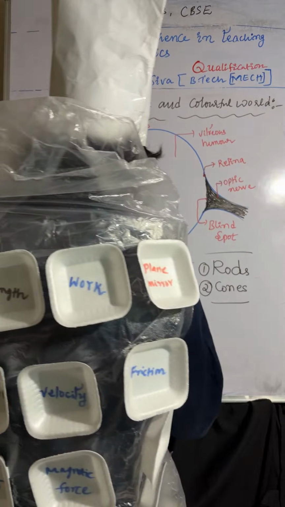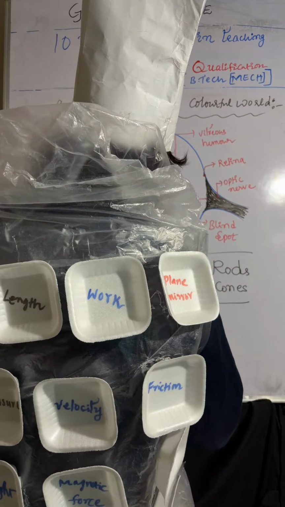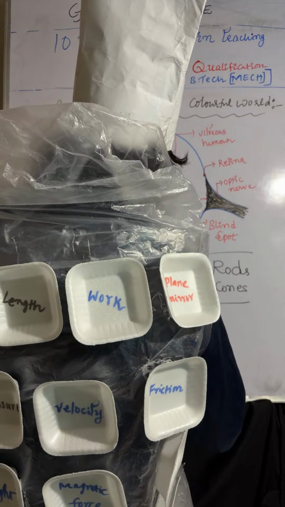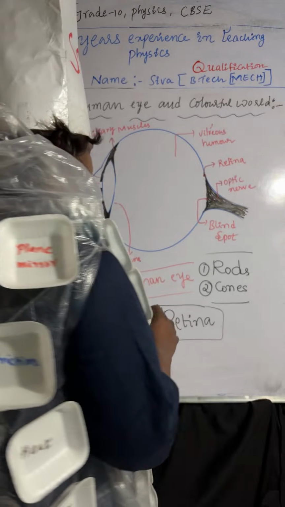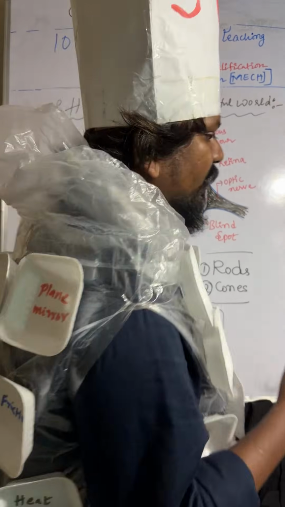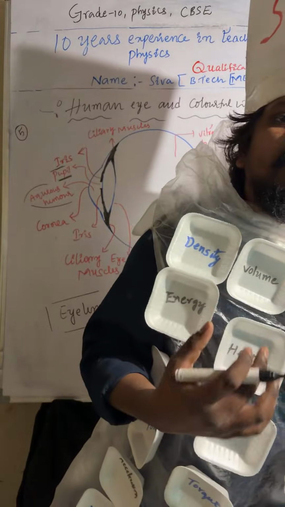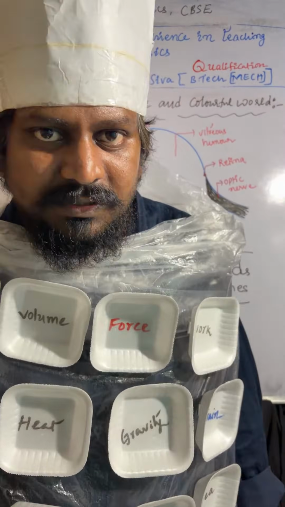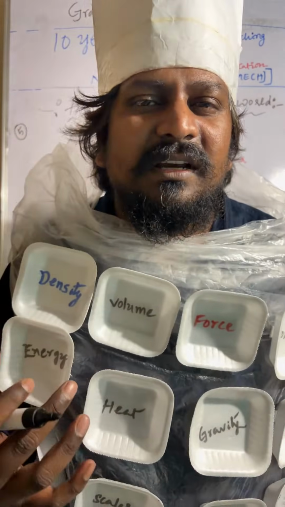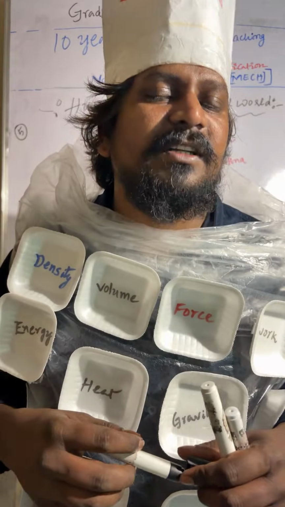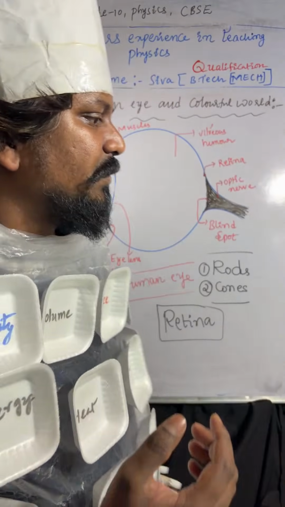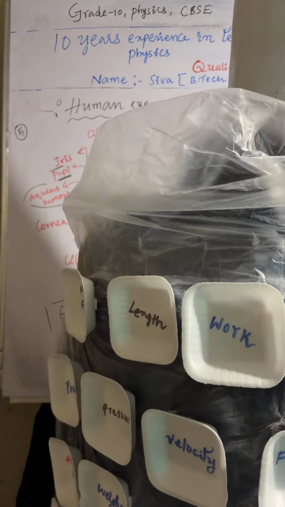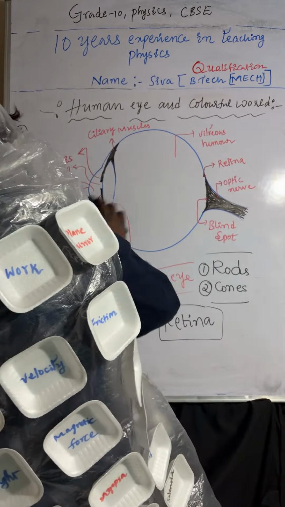At the retina, what type of image will form? A real, inverted, 2D image will form, and that will be converted into an electrical signal that will reach the brain. The brain will add additional information: how much depth it is, how much width it is, how far it is. So everything the brain adds so that we are able to see the images. I hope it is very clear. So this is about eye parts and functions.